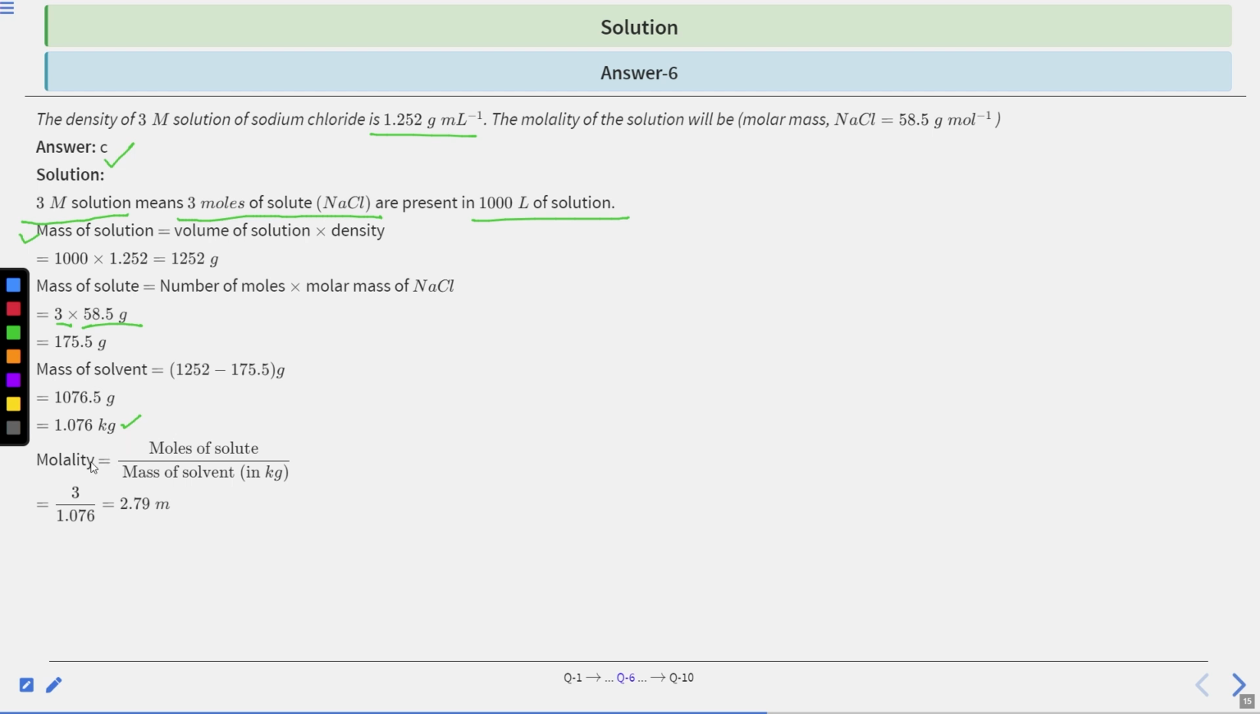So molality is given by moles of solute divided by mass of solvent in kg, right? So it will be moles of solute, 3, upon mass of solvent, 1.076 in kg, which we have calculated. So the molality is coming out as 2.79 molal, right? Okay.